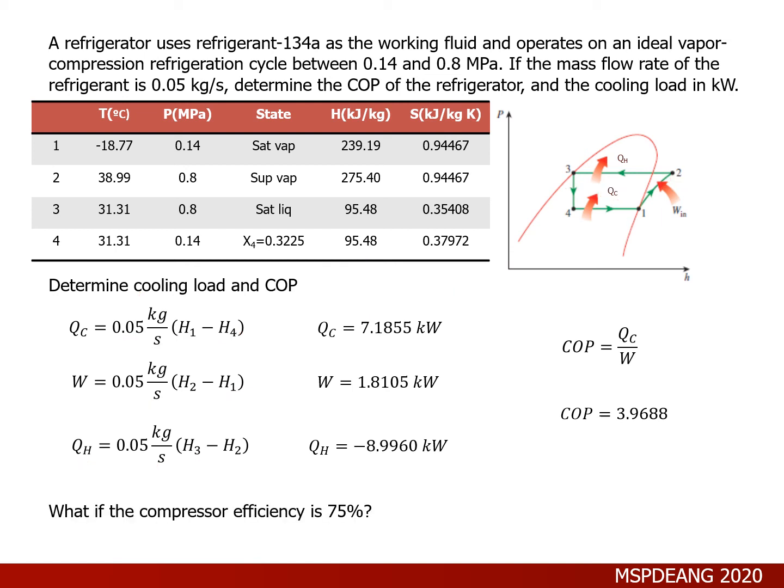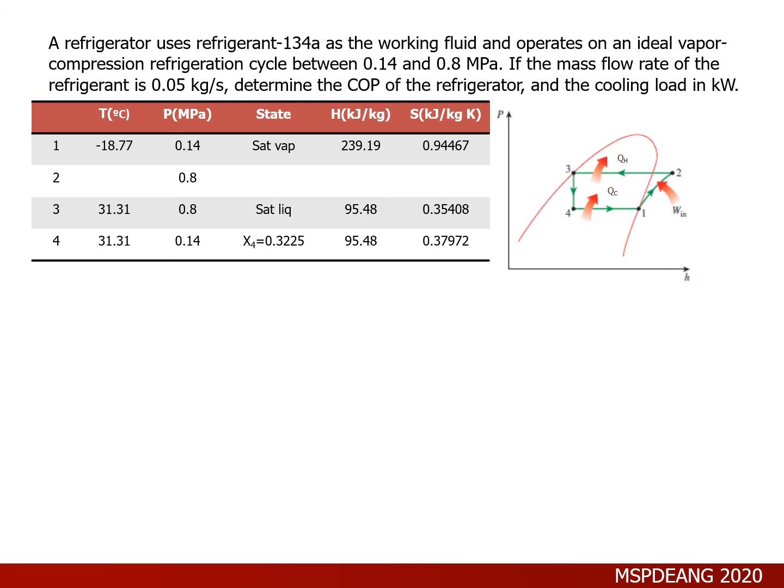So now a possible variation of this cycle, okay, is what if, again, meron tayong isentropic efficiency na i-consider. So what if the compressor efficiency is only 75%? So how would this change our cycle?